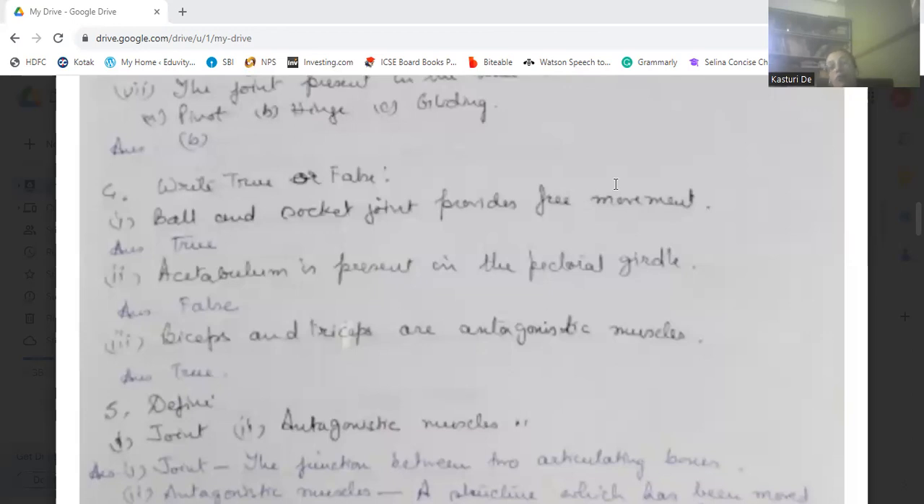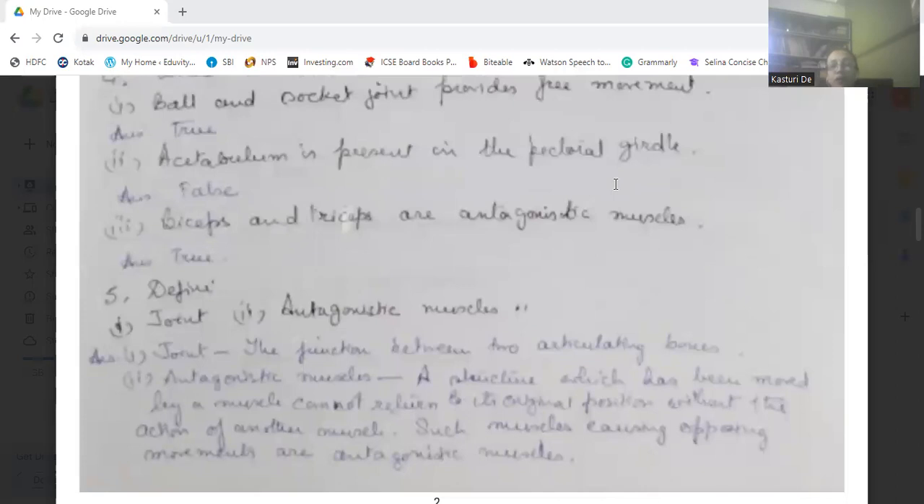When biceps stretches, it cannot relax unless triceps pulls it. Triceps contract, so coordination of the muscles takes place. Then define joints and antagonistic muscles. The first is joint. Joint is the junction between two articulating bones. Then antagonistic muscle is what? A structure which has been moved by the muscle cannot return to its original position without the action of another muscle.